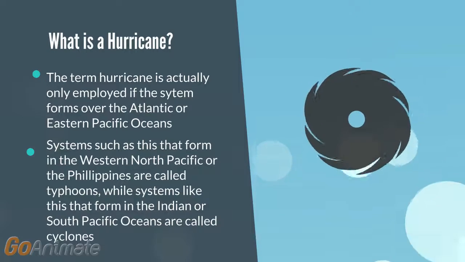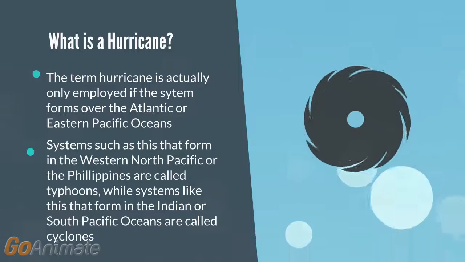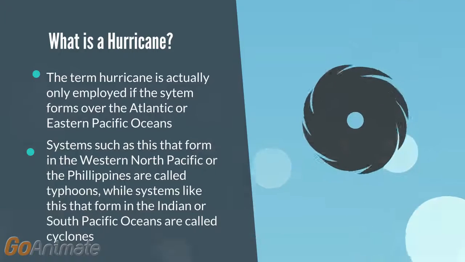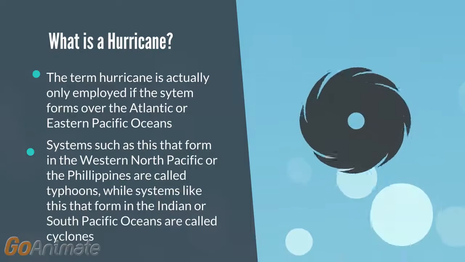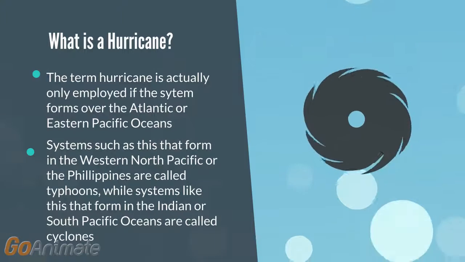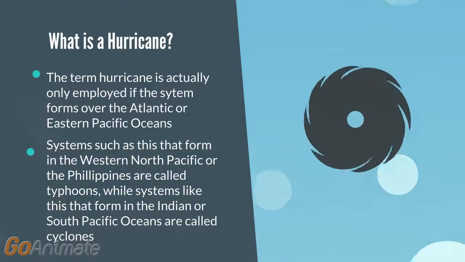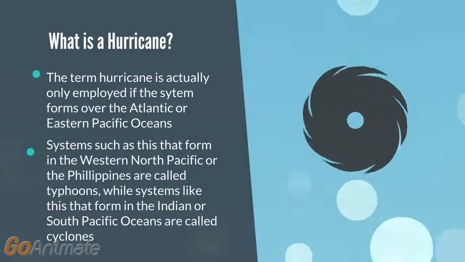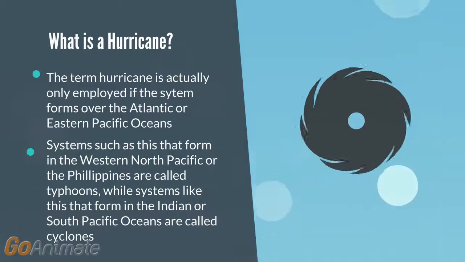The term hurricane is actually only employed if the system forms over the Atlantic or Eastern Pacific Oceans. Systems such as this that form in the western North Pacific or the Philippines are called typhoons, while systems like this that form in the Indian or South Pacific Oceans are called cyclones.